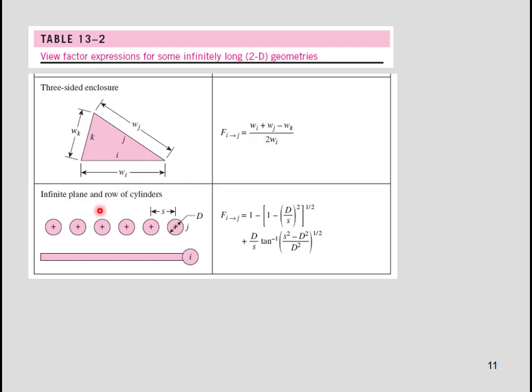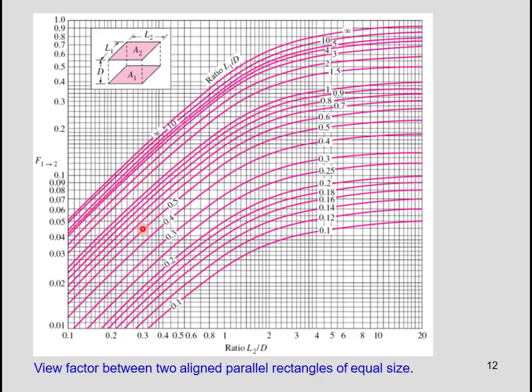And for an infinite plane and a row of cylinders, imagine this is a plane, and this is a row of cylinders, then we can find the view factor from this surface to these cylinders by this equation, which is dependent on the diameter of the cylinders and also the distance between the centers of those cylinders. So according to those equations, we can find the view factor for different geometries by changing the size of those geometries.